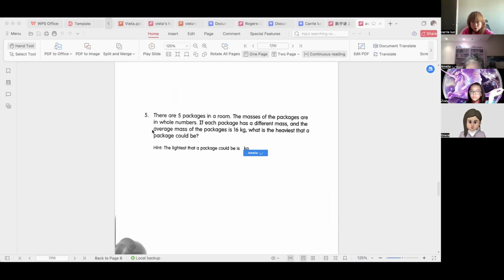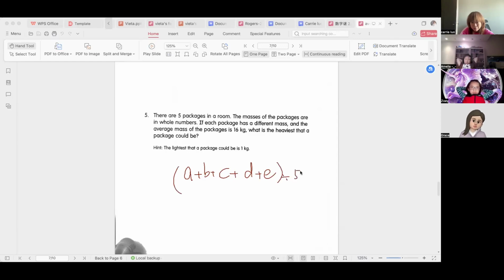Okay, let me start to do that. There are altogether 5 packages in the room. The masses of the packages are whole numbers. So what does it mean? There are no decimals. If each package has a different mass, that means the 5 packages all have different numbers. So we can use A, B, C, D, E to represent each of them. The average mass of all the packages is 16, so the sum divided by 5 equals 16. Altogether they add up to 80 kilograms, right?